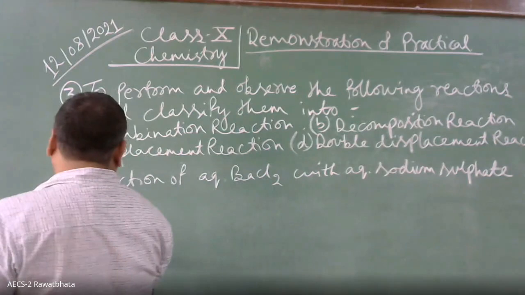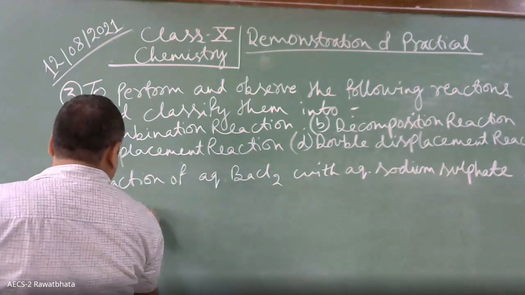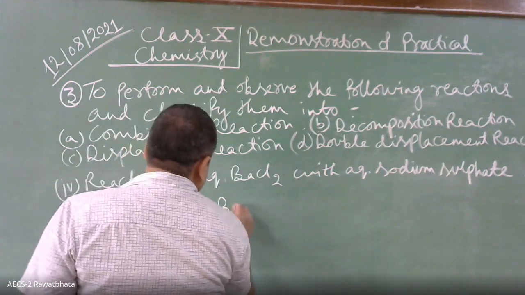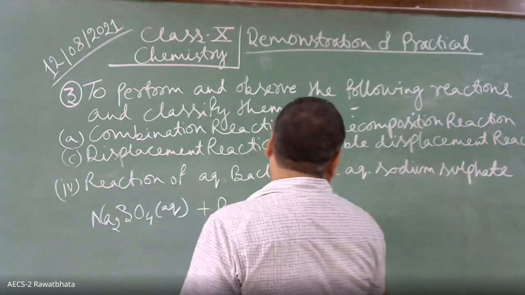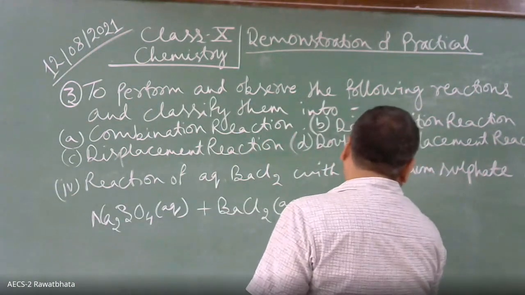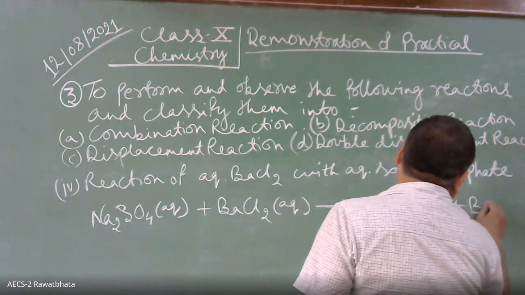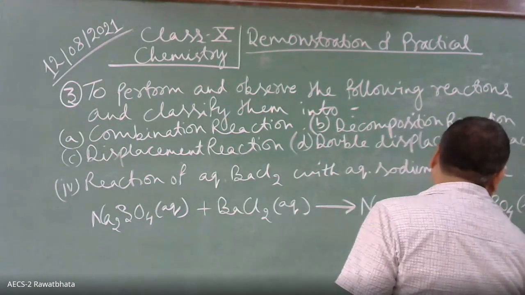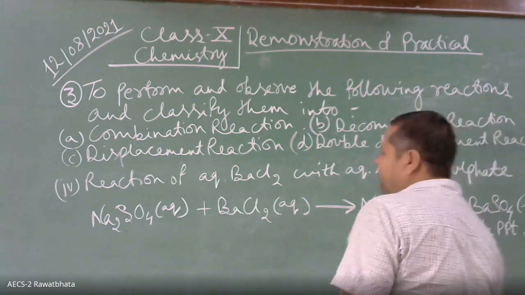See, Raj. Na2SO4 aqueous we have taken, plus barium chloride aqueous solution, and what we have obtained? NaCl aqueous, because it is soluble in water, and a white precipitate of barium sulfate, BaSO4. This is white PPT.